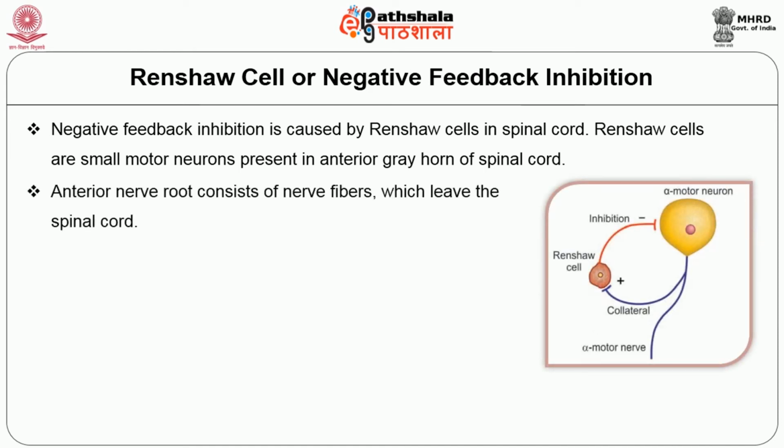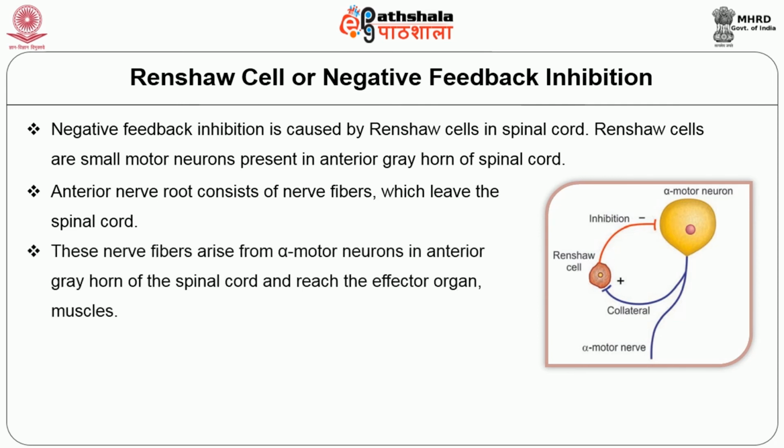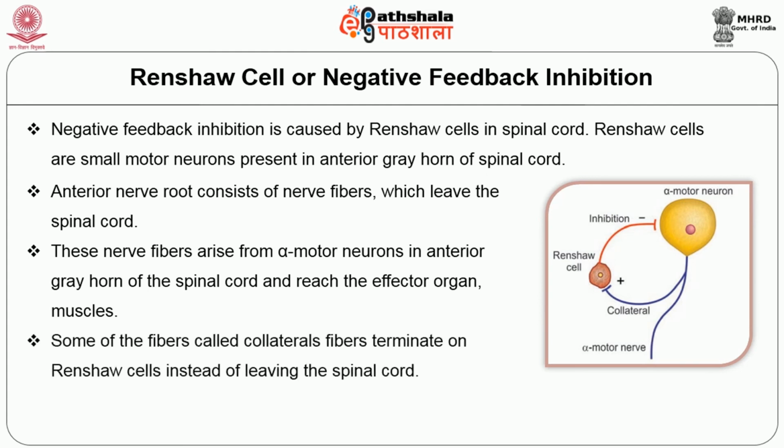Anterior nerve root consists of nerve fibers which leave the spinal cord. These nerve fibers arise from alpha motor neurons in the anterior gray horn of the spinal cord and reach the effector organ muscles. Some of the fibers, called collateral fibers, terminate on Renshaw cells instead of leaving the spinal cord.